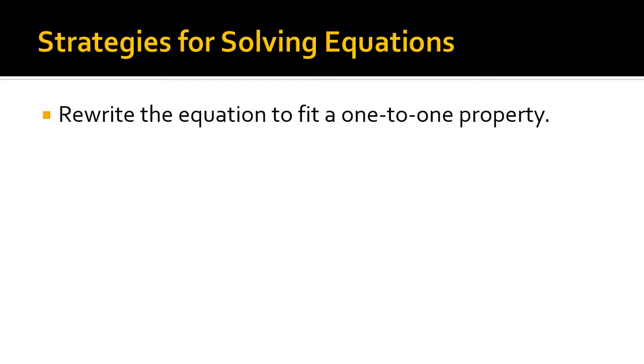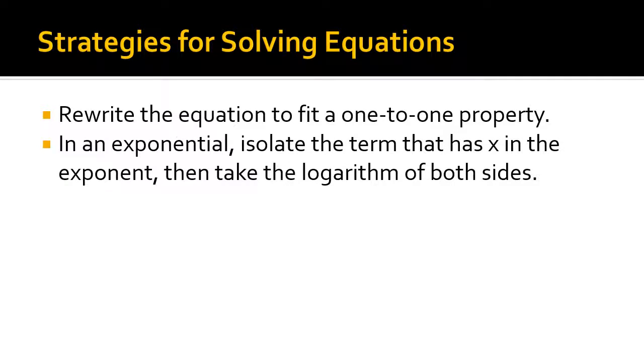So we're going to be using these properties and the other properties that we learned, the product rule and the quotient rule and all those things, to solve equations. Here are some strategies for that. One is to rewrite the equation to fit one of those one-to-one properties. We've actually done a little bit of that already with our exponential functions. Another tip is, in an exponential, isolate the term that has the x in the exponent and then take the logarithm of both sides. You'll see there are different instances where you want to do that.